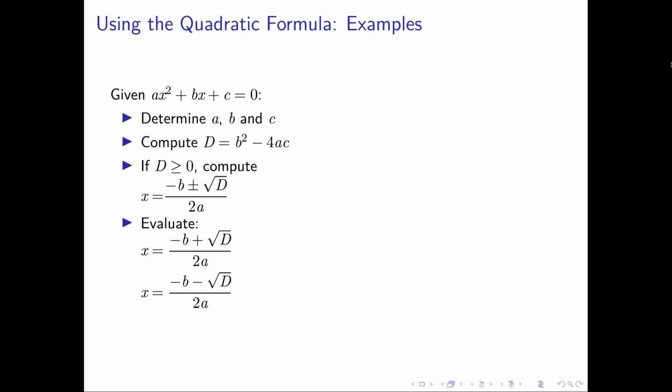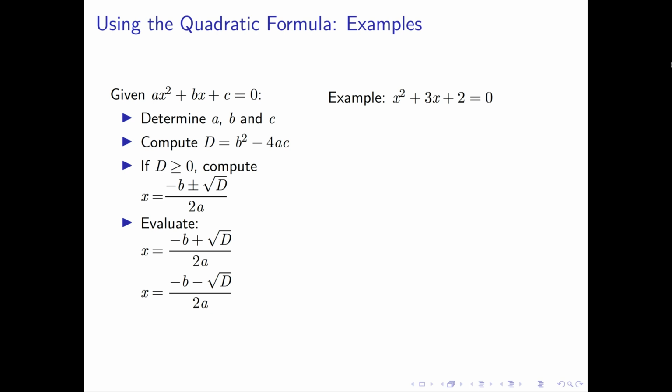Now, here is the best way to use the quadratic formula. I'm advising you not to plug everything in at once because it's often the case that errors creep in, and it's much easier if we do this in a stepwise manner. So, given a quadratic equation, the first step is going to be to determine the values of a, b, and c, compute the discriminant, b squared minus 4ac, and then take a look at its value. And if the discriminant is positive, we compute the value of x, and then evaluate the 2 values.